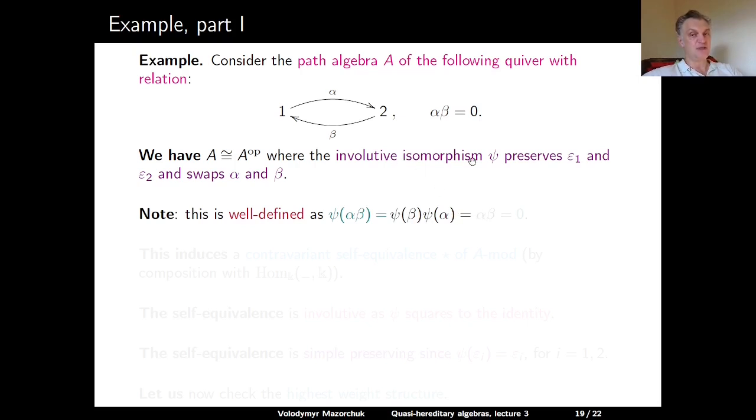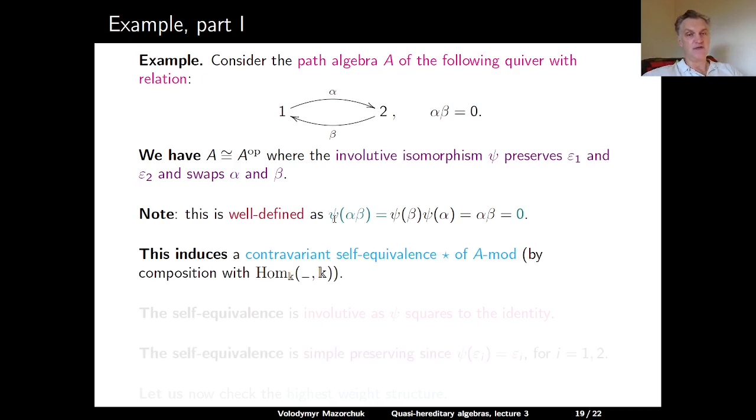This is because psi is an isomorphism with the opposite algebra. We have to swap the product. And now psi of beta is alpha, psi of alpha is beta, so we get alpha beta, which is equal to 0. So our psi preserves the relations. It sends the relation to a relation.